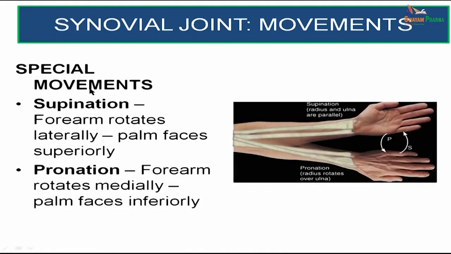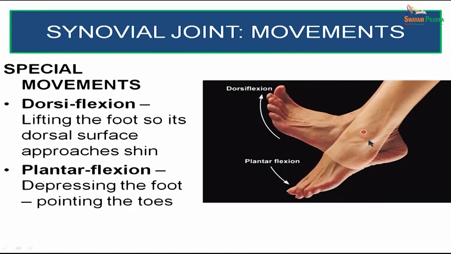We have some special movements, supination and pronation. These are movements of the forearm and hand. In supination, the forearm rotates laterally such that the palm is facing up. In pronation, the forearm rotates medially such that the palm is facing down. Then we have the movement of the foot called dorsiflexion and plantar flexion. Dorsiflexion is lifting the foot so that the dorsal surface is approaching the shin, and plantar flexion is such that we depress the foot and the toes are pointing down.